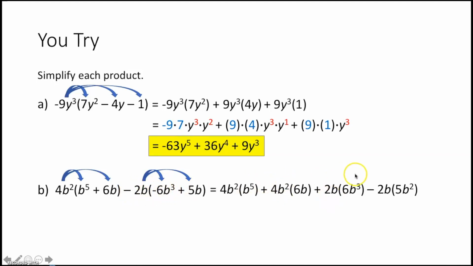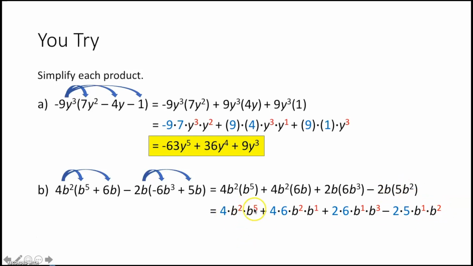Now we're going to use the commutative property to rearrange these and make it so we can see what we need to combine. This 4b squared b to the fifth, that's already ready to go. The 4 and the 6 we're going to move out front, and then the b squared and the b we put next to each other. The 2 and the 6 we put next to each other, and the b cubed and the b we put next to each other. And then over here, the negative 2 and the 5 we move out front, and then the b to the first and the b to the second we put next to each other.